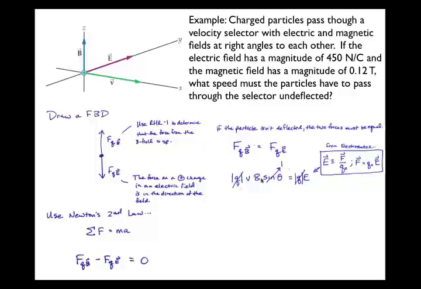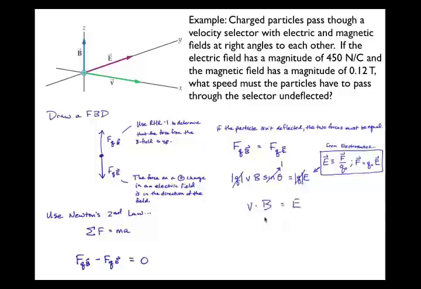Well, the V and the B are at right angles to each other in this representation, so sine of 90 degrees is 1. And notice there's a Q on both sides of the equation, so I actually don't have to know how much charge I'm firing in here. If I double the charge, that doubles the size of the electric force, but it simultaneously doubles the size of the magnetic force, and so those two will still cancel each other.